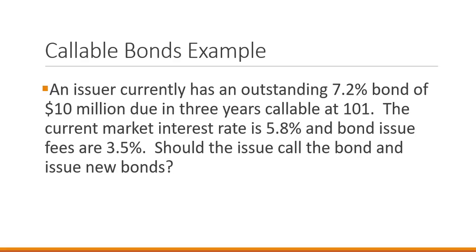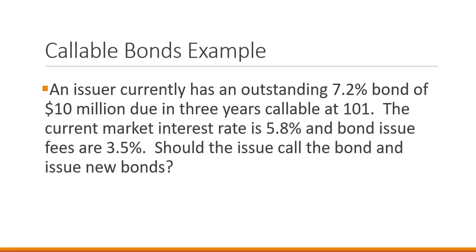A borrower has bonds outstanding of $10 million and the interest rate is 7.2%. Since the time of issue, interest rates have come down. Now, the current market rate is 5.8% for this company. This bond has a call feature. It is callable at 101. That means that the issuer, if they will pay 101% of the face amount of the bond, they can call the bond early. It's not due for 3 years, but for this premium payment, they can call the bond early.